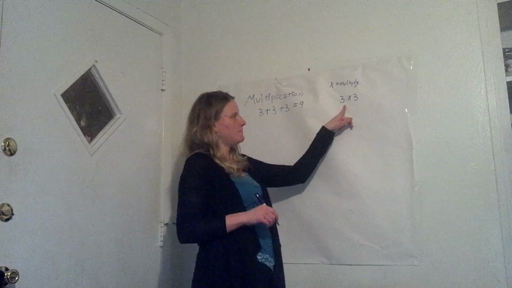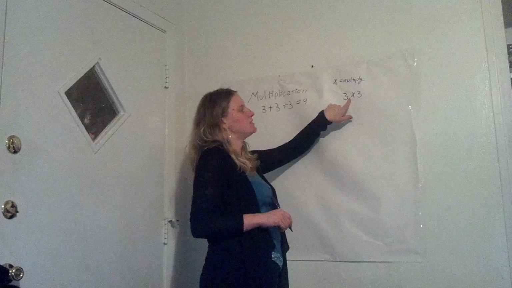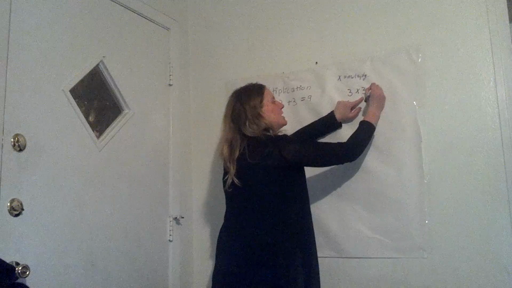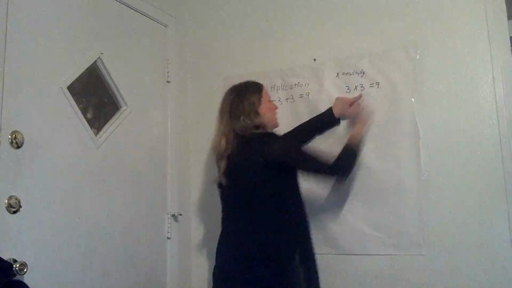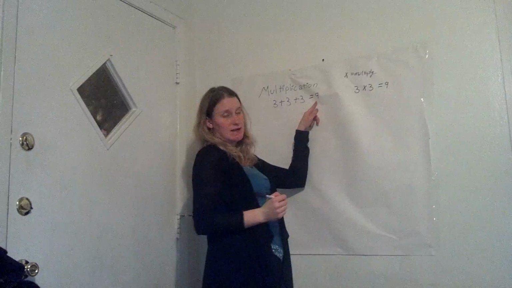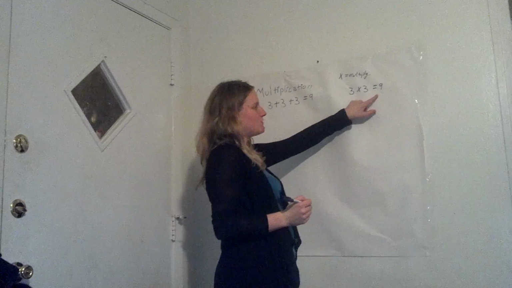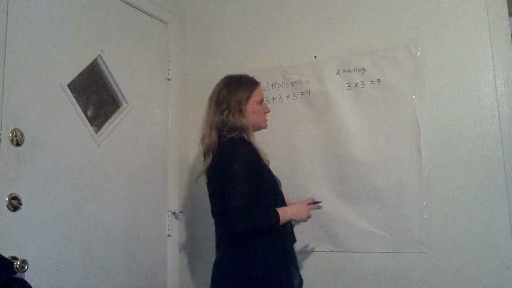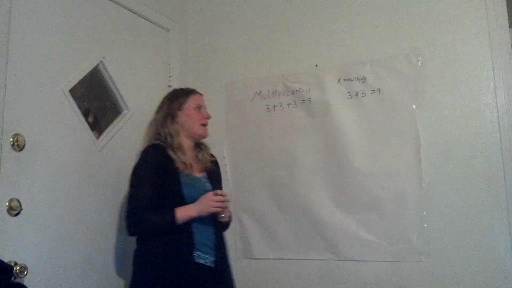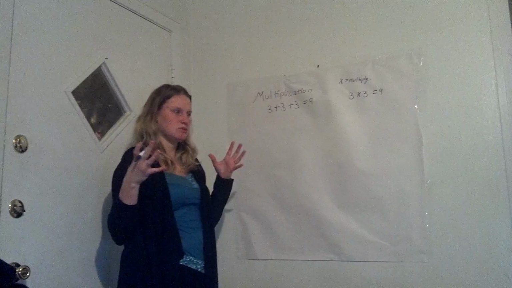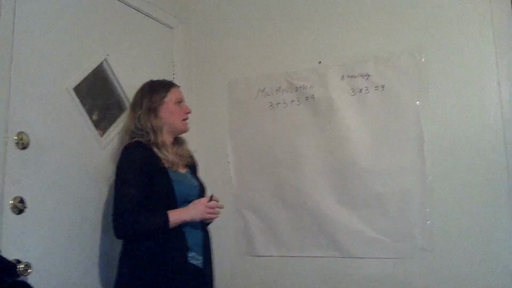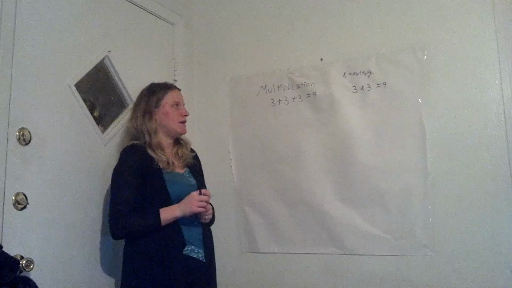So 3, and we know the x means times, 3 times 3 is going to equal 9. How do we know that? Because 3 plus 3 plus 3 is 9. So I've memorized this. You guys haven't memorized that yet, but that's okay. You're going to learn to. But we're going to take a look now at how this would actually look if it was a real life thing. If we had real life things and we had to multiply them, how they would look.